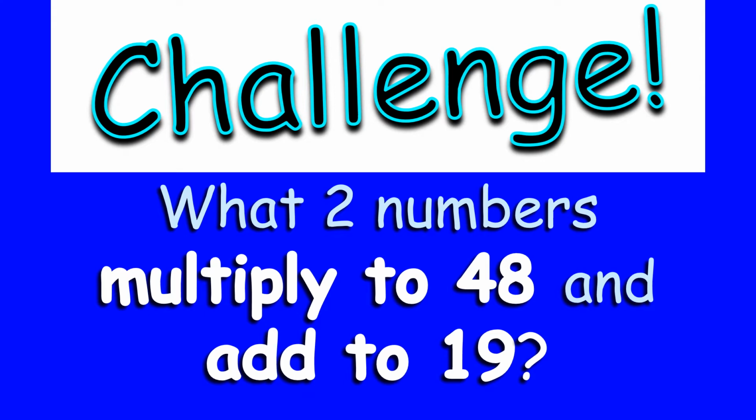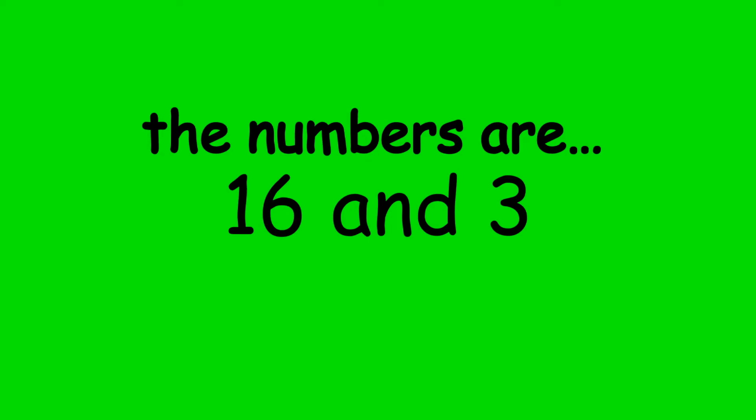What two numbers multiply to 48 and add to 19? So pause the video for a second, work out all the different factor pairs of 48, and then figure out which ones add to 19. And the answer is 16 and 3.